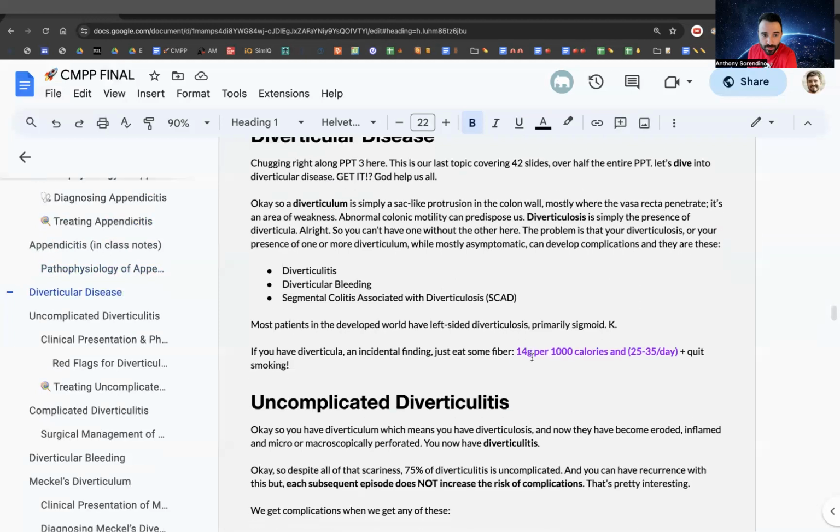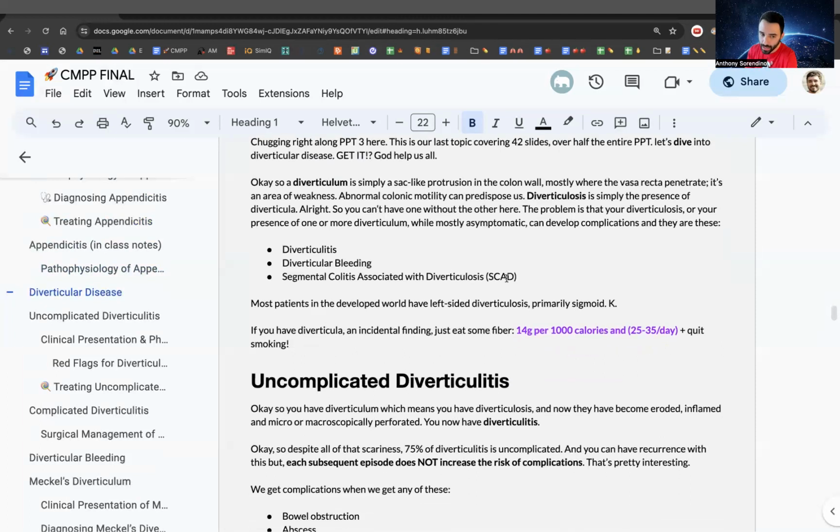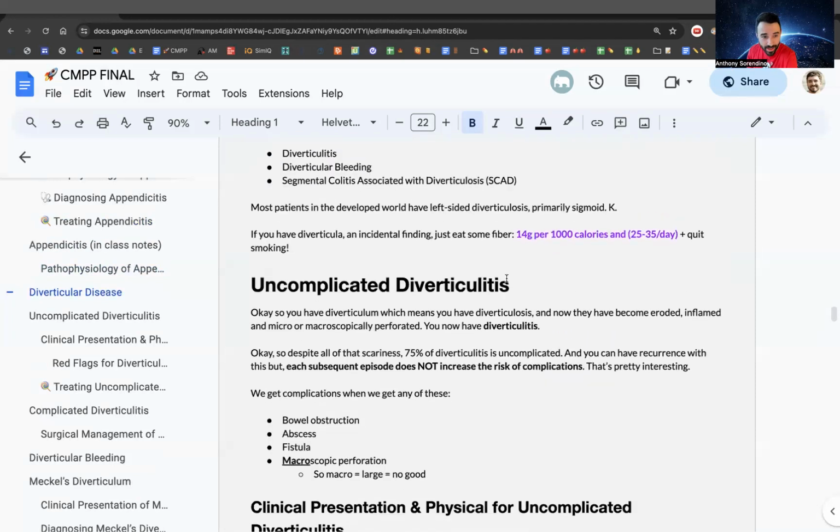All right, let's talk about diverticular disease. A diverticulum is simply a sac-like protrusion in the colon wall, and diverticulosis is simply the presence of diverticula, okay? Now, this can get complicated either into diverticulitis, diverticular bleeding, or something called SCAD, which I don't think we get into, so we won't talk about it.